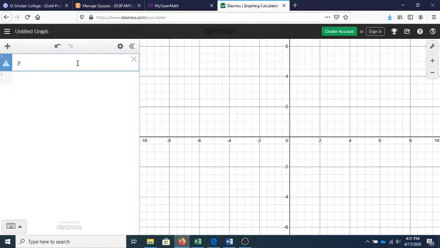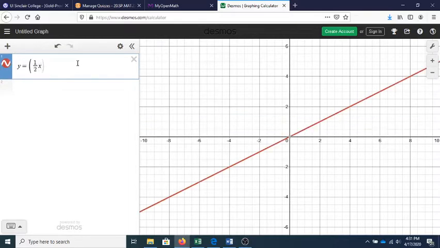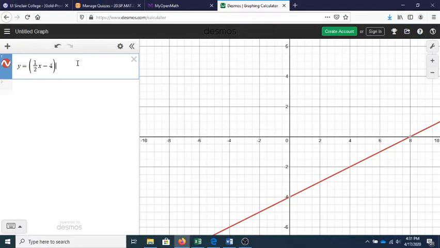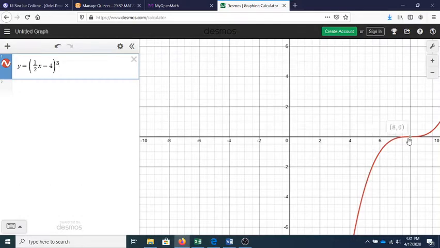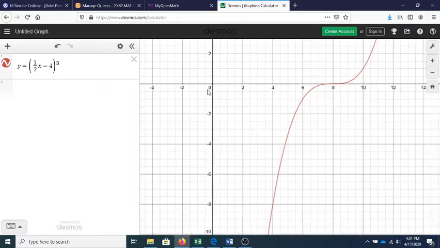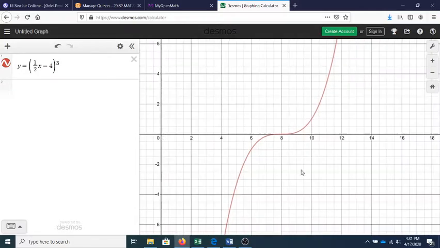Alright, so y equals a(1/2 x minus 4)^3. It looks like all the action is going on over here, so maybe I'll grab this point, and I guess I have to grab the origin and move that. So, it looks like this is just a fairly basic cubic curve. It's been horizontally shifted and maybe also flattened a little bit. Okay, so there's our function.